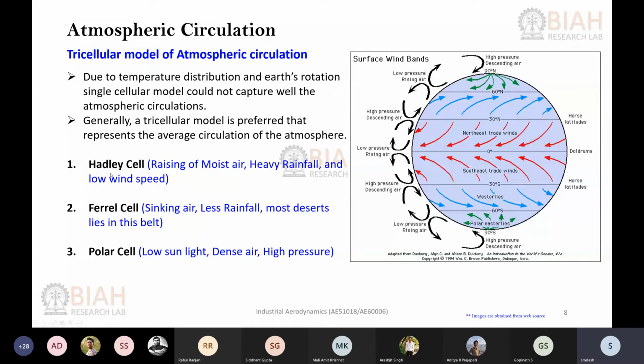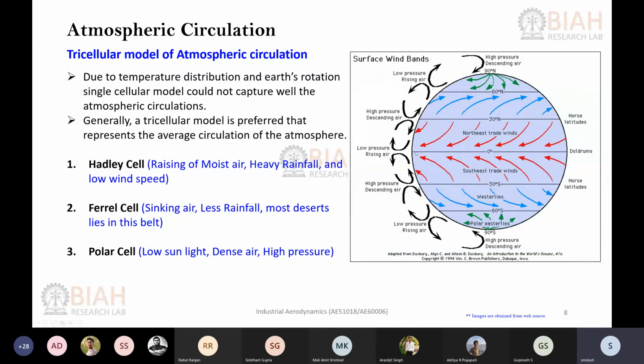One is called the Hadley cell, the other one is called the Ferrel cell, and the third one is called the polar cell. Okay, so the Hadley cell is the one which is nearest to the equator. In this case, you see the air condition is mostly wet, like it contains a lot of water vapor, and the phenomenon is quite self-explanatory here.